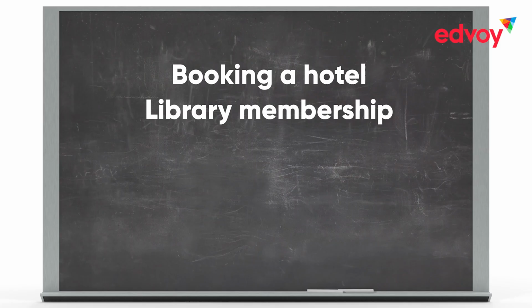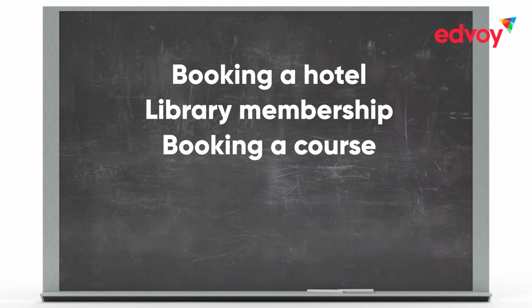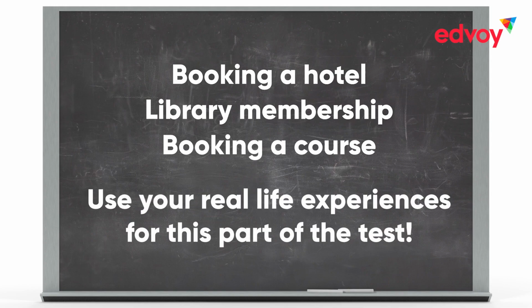In this section of the listening test, you're going to hear a conversation between two people in an everyday social context. That means it could range from booking a hotel, becoming a member of a library, or booking a course. This means that we can bring our real-life experience to this part of the test. We've all been in situations like these, so we should know what information is usually exchanged. The type of answers could range from names, dates, credit card numbers, phone numbers, or even times.